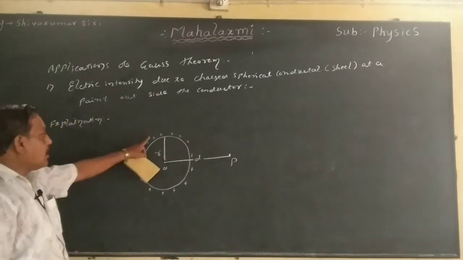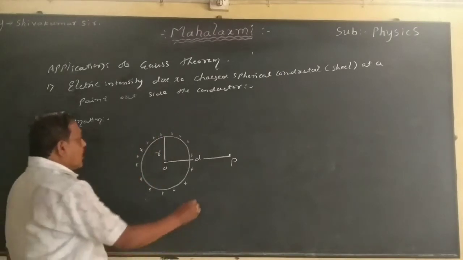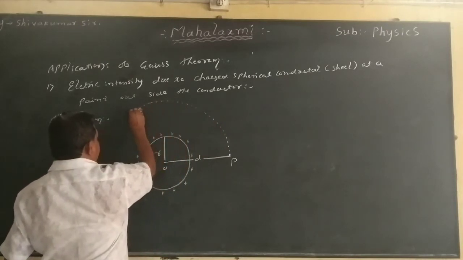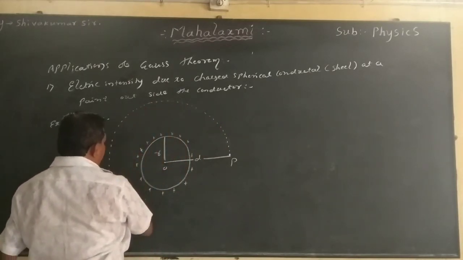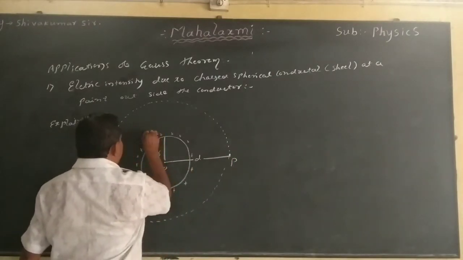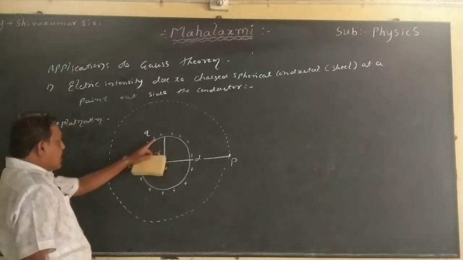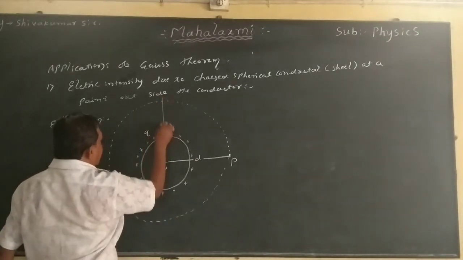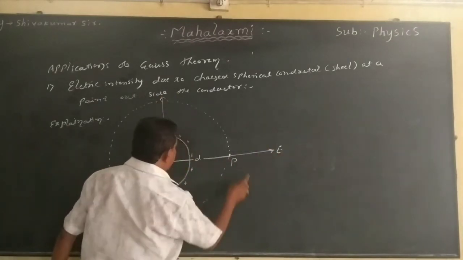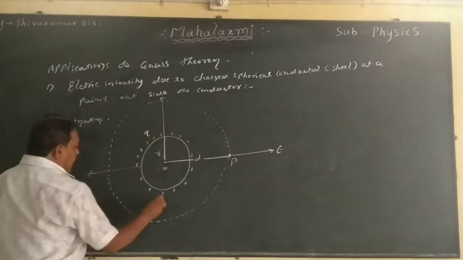Unless and until we enclose the charges, I cannot apply the Gauss theorem. So I can draw the Gaussian surface. Now this is a Gaussian surface which encloses the charges. Q is the amount of the charge. When the charge exists, it gives the electric lines of forces. Now these are the electric lines of forces. The electric lines of forces are normal to the surface, that gives the direction of the electric field.